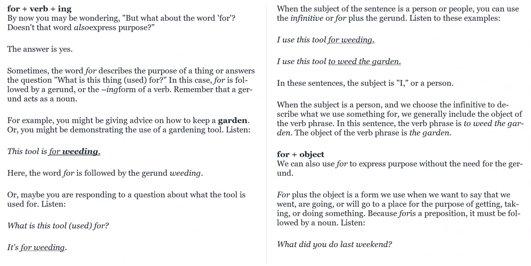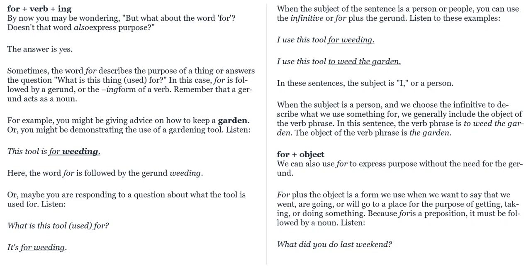For example, you might be giving advice on how to keep a garden, or you might be demonstrating the use of a gardening tool. Listen. This tool is for weeding. Here, the word for is followed by the gerund weeding. Or maybe you are responding to a question about what the tool is used for. Listen. What is this tool used for? It's for weeding.